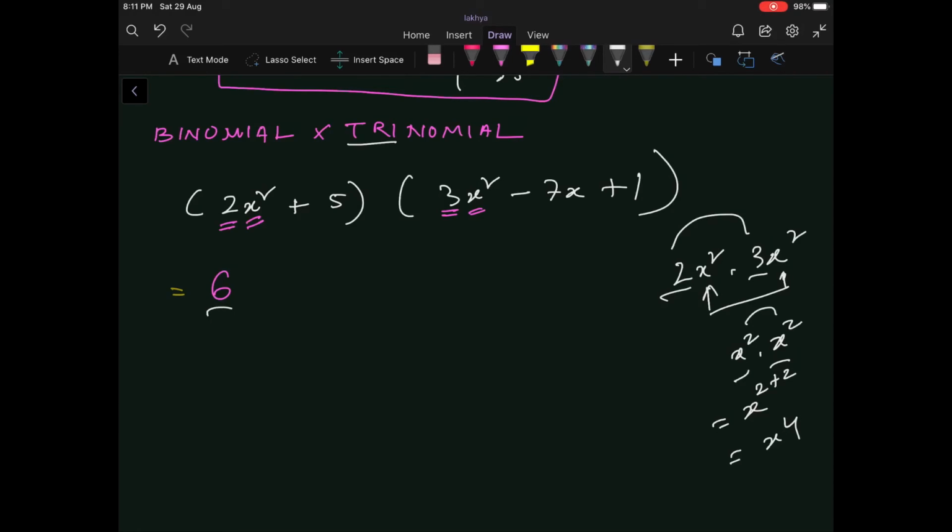But when you add these two terms, twice x square plus thrice x square, while you are adding, just add the coefficients. 2 plus 3, that is 5. Then write x square. Don't add the powers of variables. So remember that. Now let us continue this. Let me clean this page.